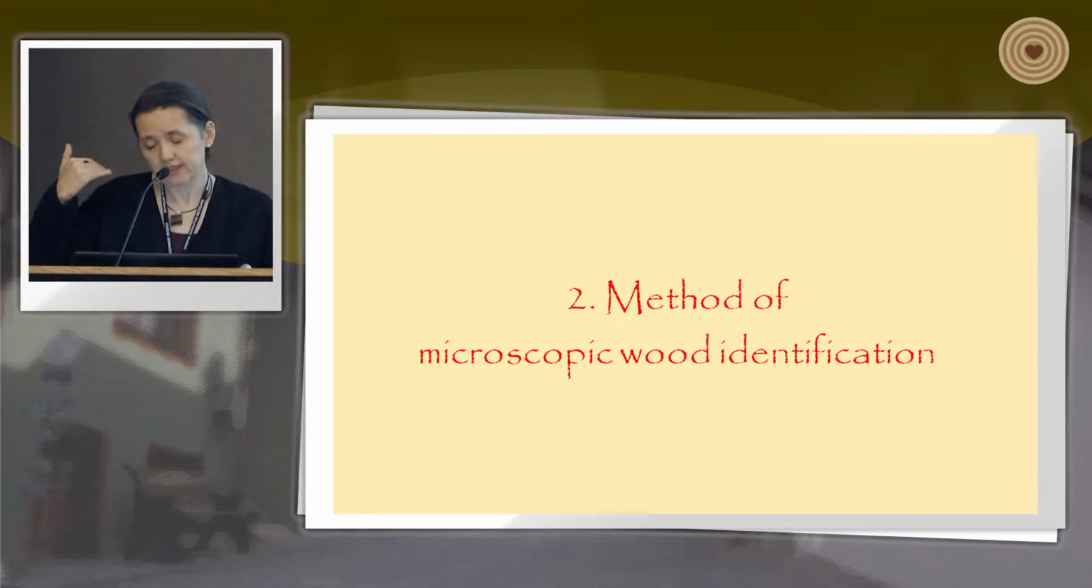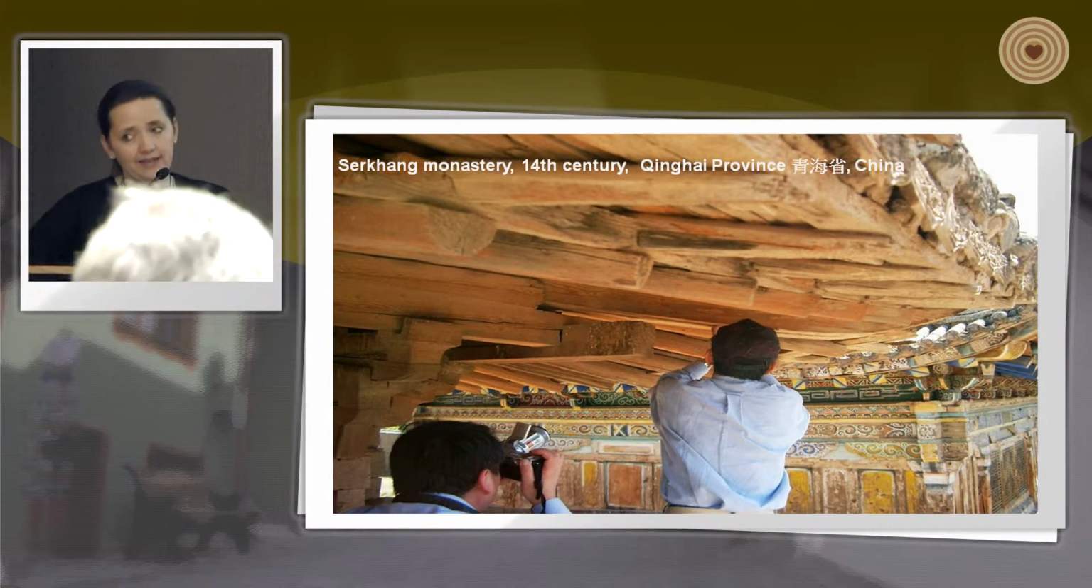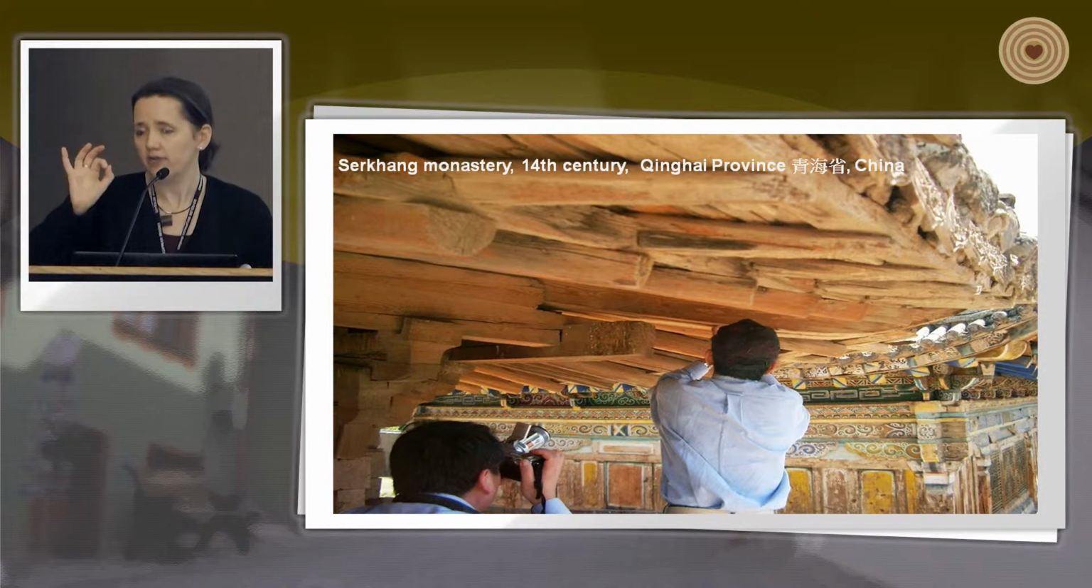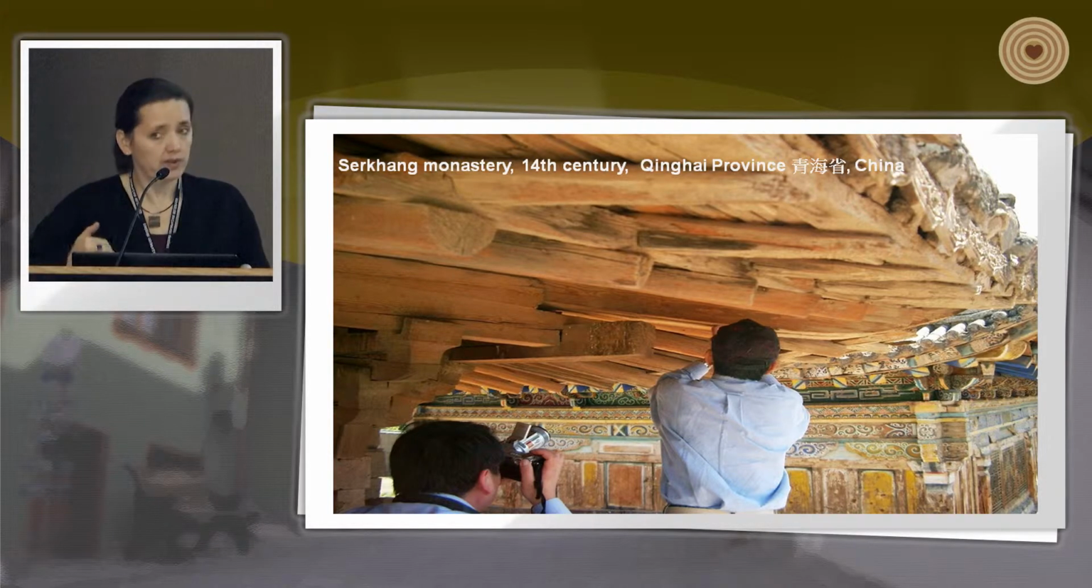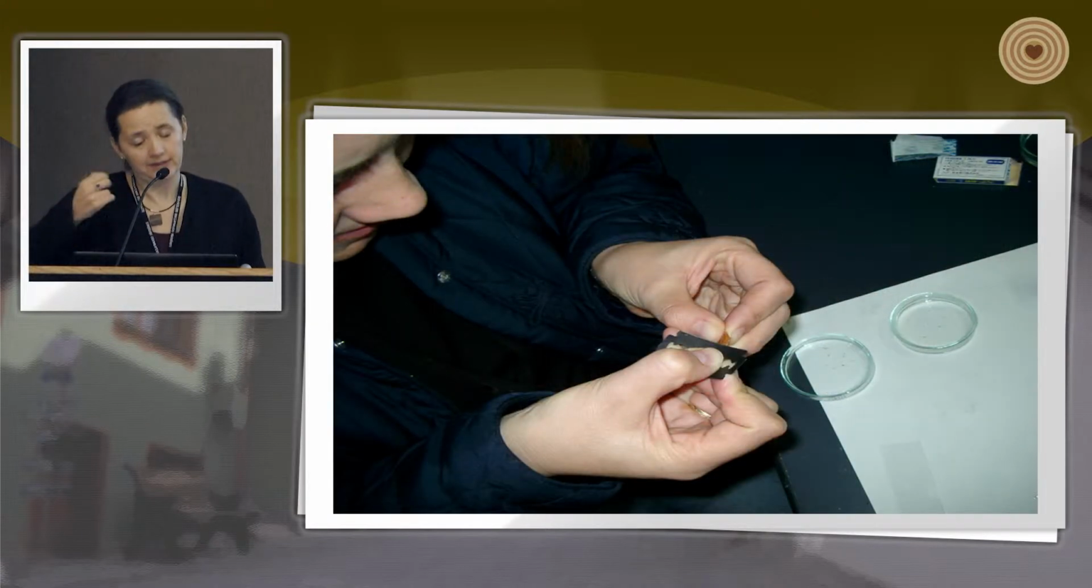In the method of wood identification, we start with sampling. This is very acrobatic. We have to climb up buildings and get the samples. Mostly this was also a building in cooperation with the Tibet Heritage Fund, a temple which was under restoration. Then we get the samples, and the samples are prepared for microscopic slides. And this is the thin section, so you see this very tiny work.